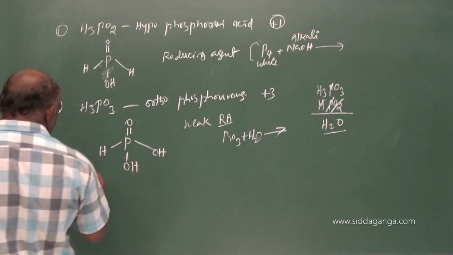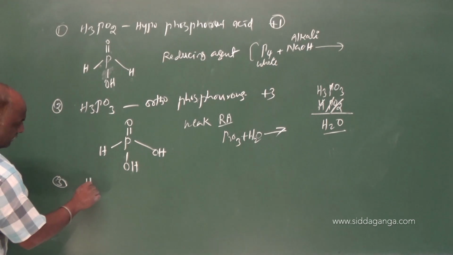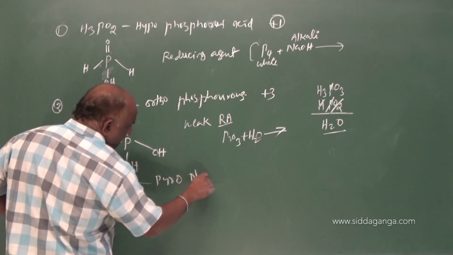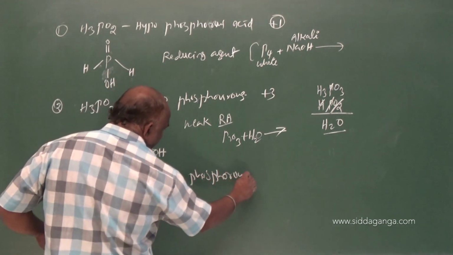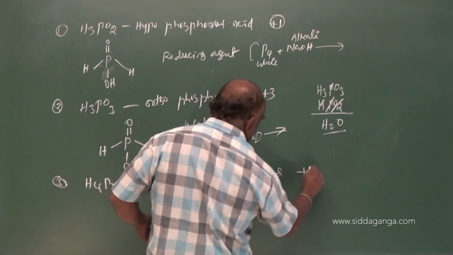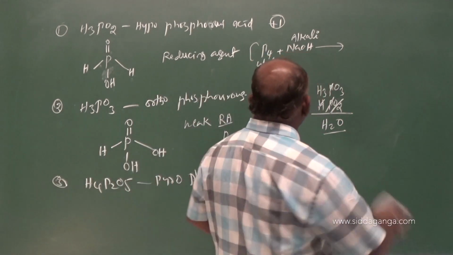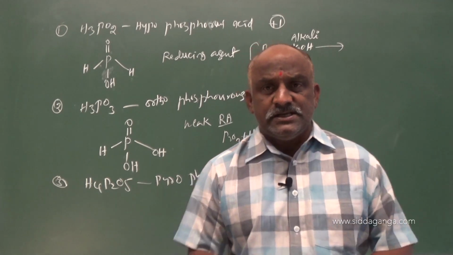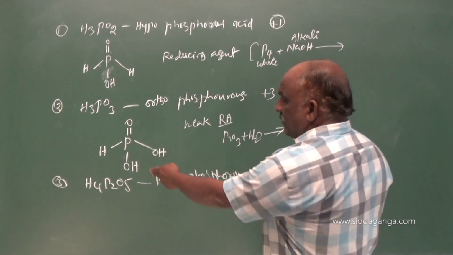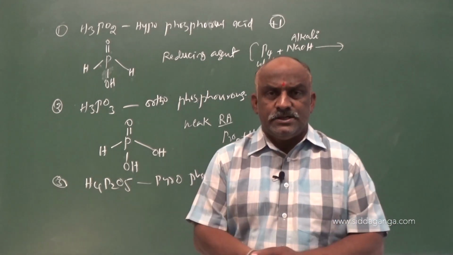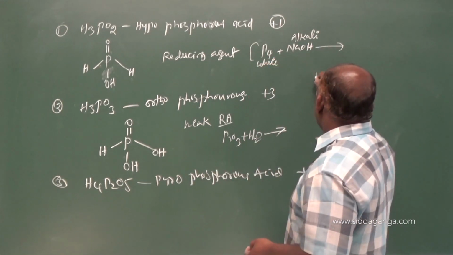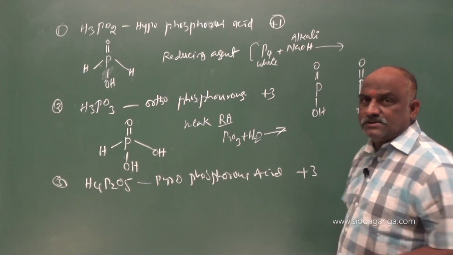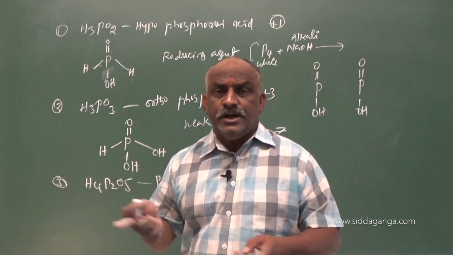And while going to the third example, it is H4P2O5. H4P2O5 is called pyrophosphorus acid. Oxidation number is +3. And what about the structure of pyrophosphorus acid? Here, how many phosphorus atoms are there, my dear students? 2 phosphorus atoms. Each phosphorus double bond O, OH. See this, P double bond O, single bond OH, P double bond O, single bond OH.